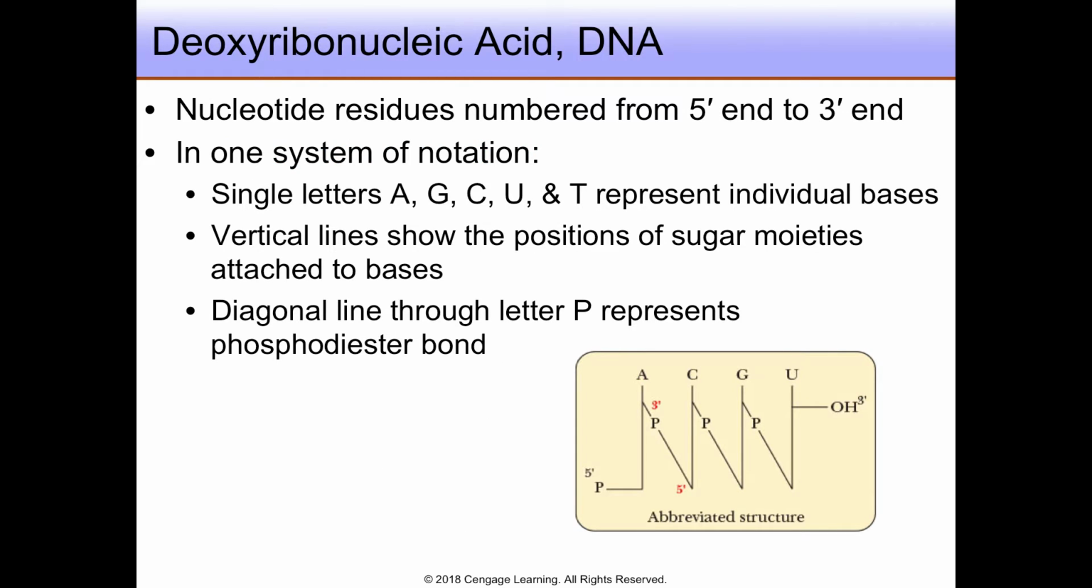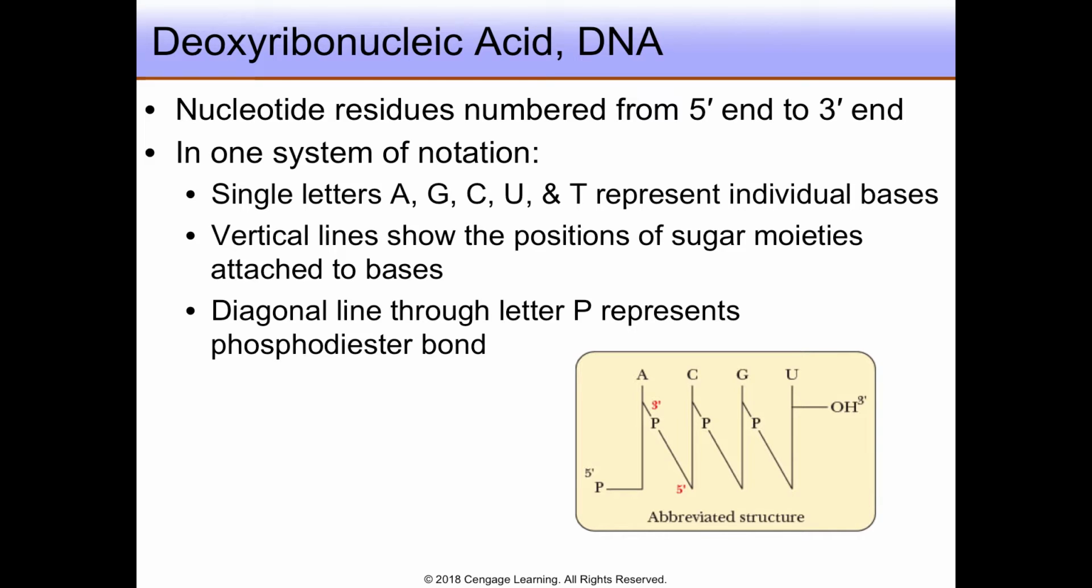Nucleic acids are numbered from the 5' to the 3' end, since this is the order in which they are synthesized and the order in which the information within them is read. DNA, or deoxyribonucleic acid, is built from deoxyribonucleotides. We can represent the primary structure of DNA in two ways.